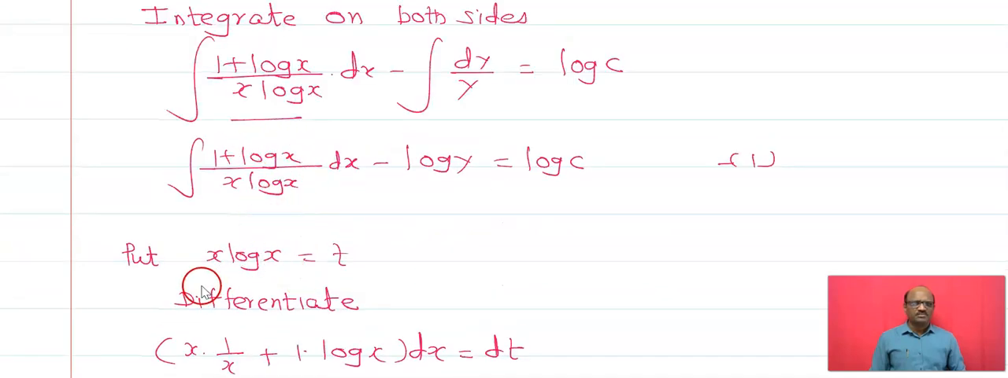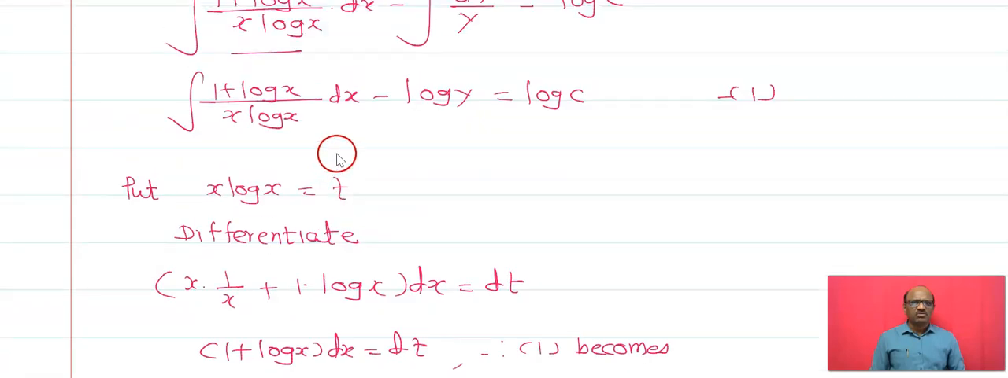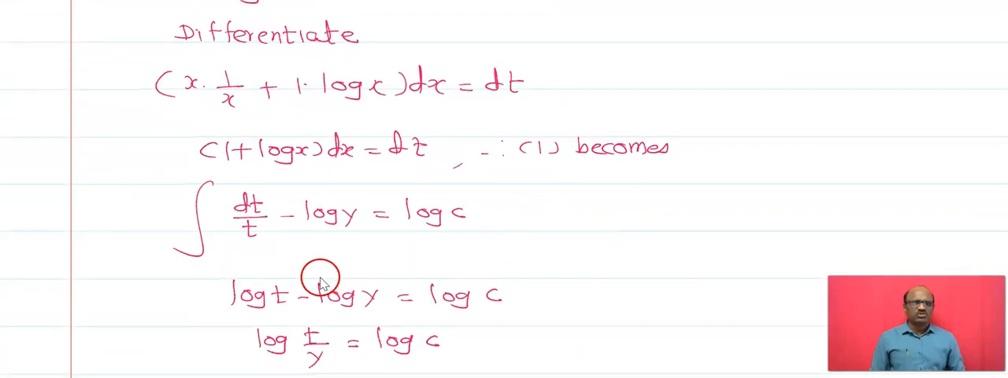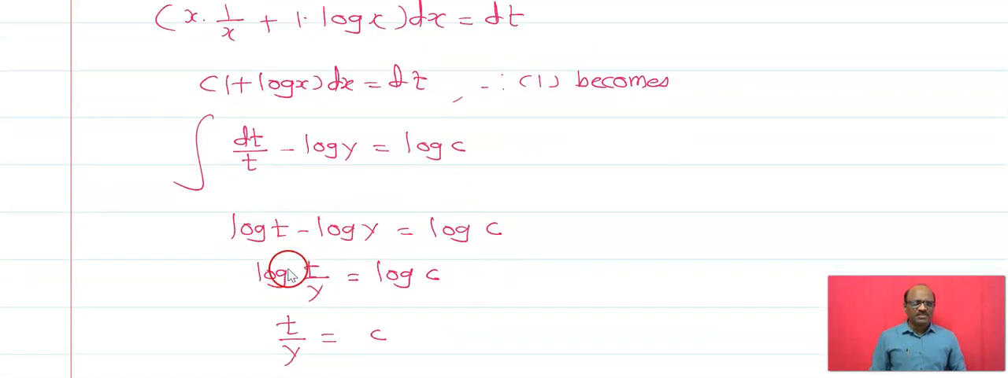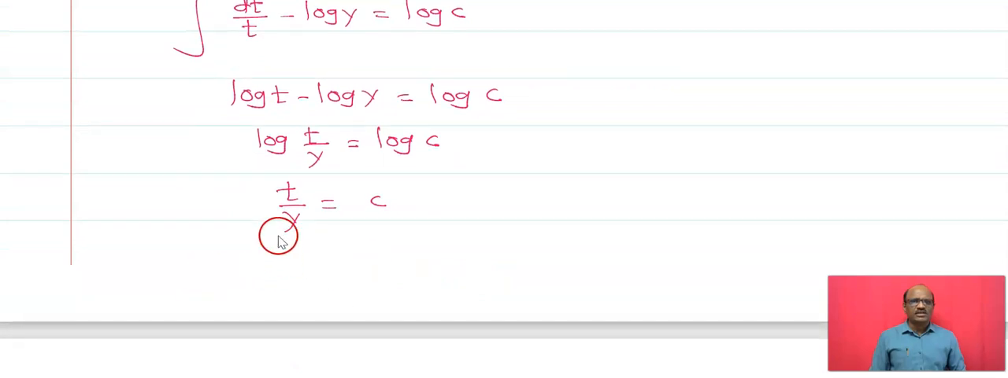Integral dt upon t minus log y equals log c, and therefore its integral is log t minus log of y equals log c. Now again, log of m minus log of n means what? Log of m upon n, means log of t upon y equals log c. Take antilog on both sides and then you will get t upon y equals c.